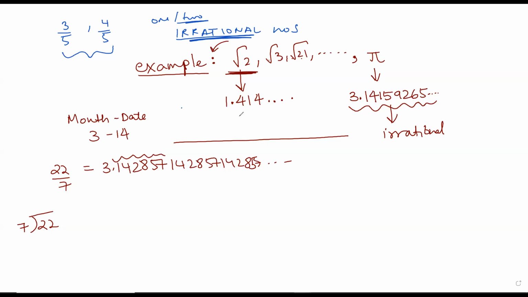Ma'am, give me an example of a non-terminating recurring number. No, it won't be recurring. Why? If it was recurring, then it would be rational, right? This is recurring. This is recurring. But in irrational numbers, you don't have recurring, as in you don't have repeating.